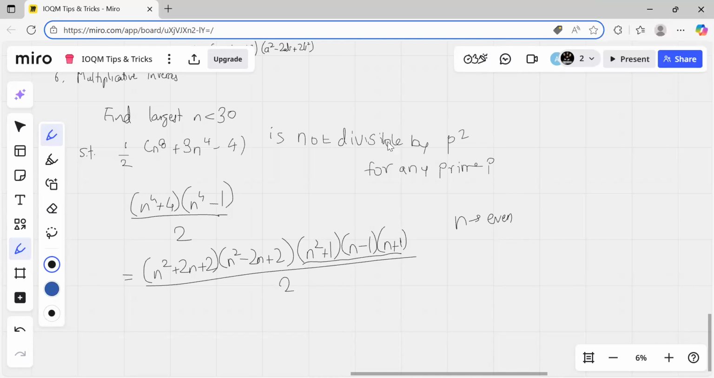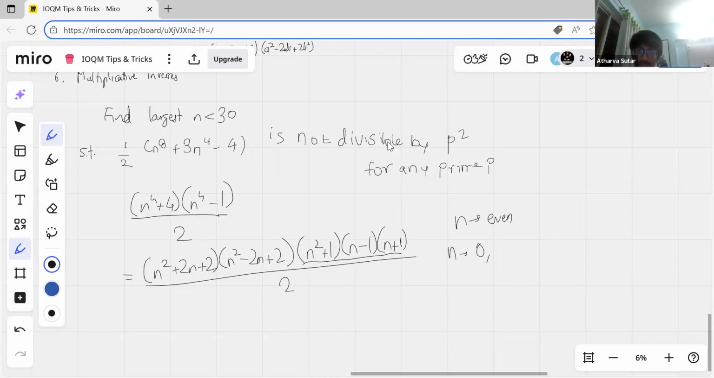If it's 0, sure, but x is 0 mod 5. For 1, I think n squared plus 2n plus 2 and n minus 1 is divisible. For minus 1, I think n squared minus 2n plus 2 and n plus 1 is divisible. Then for 2, probably n squared plus 1 and n squared plus 2n plus 2, I think.